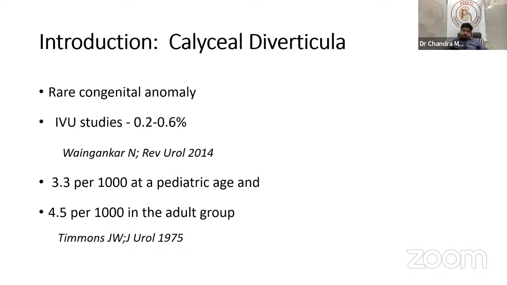Yes, this is a very rare anomaly. We know that IVU studies show an incidence of around 0.2 to 0.6%. Keep in mind that in the pediatric and adult groups, there is not much difference. This point also supports that it may be of congenital origin, but there are other hypotheses also. It may be acquired too, but the congenital anomaly is more favored.